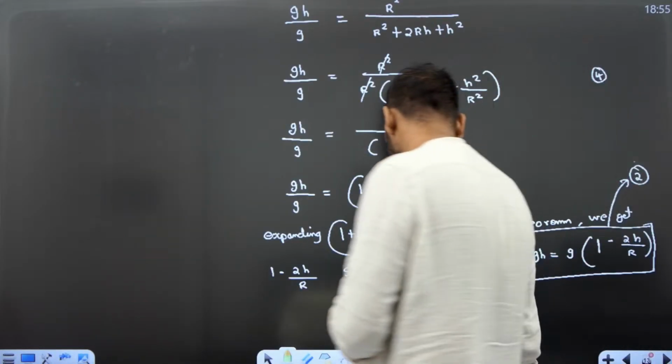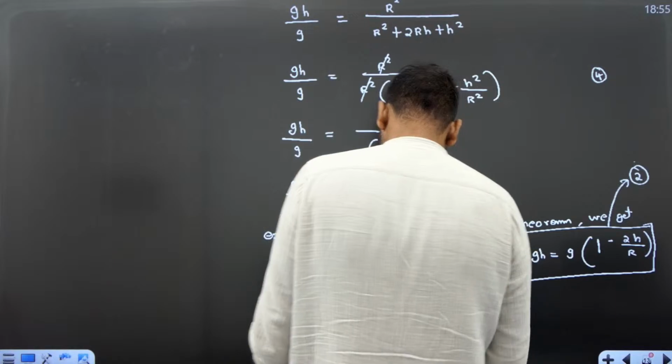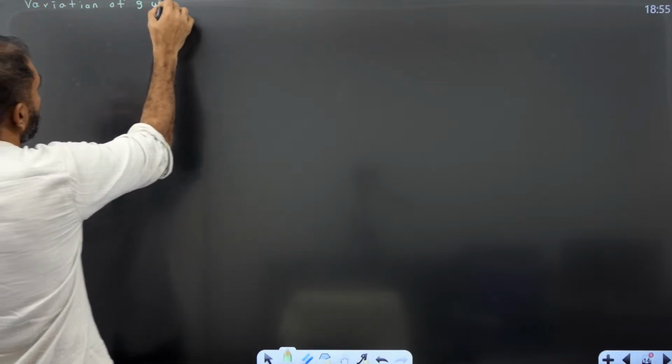Next is a very lengthy derivation: variation of g with height. Variation of g with height. That is our next derivation.